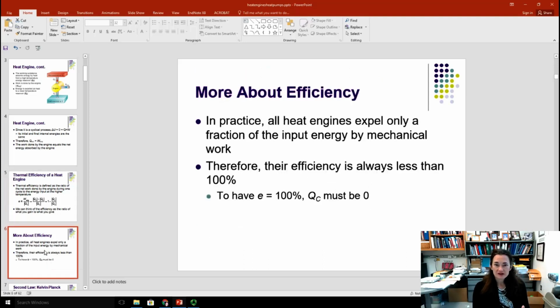So thinking about efficiency, all heat engines expel only a fraction of that input energy Q sub H by mechanical work W. So their efficiency is always going to be less than 100%. In order for an efficiency to be 100%, you'd have to have that QC, that waste heat, be zero. Okay? And that's not possible.